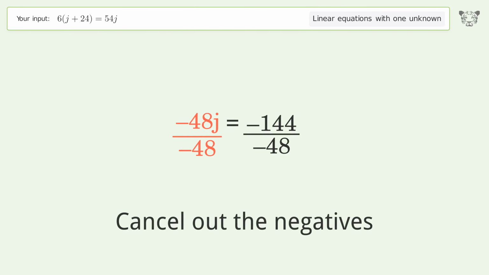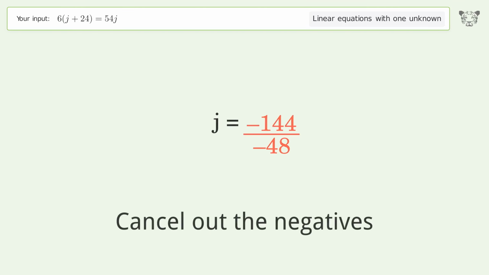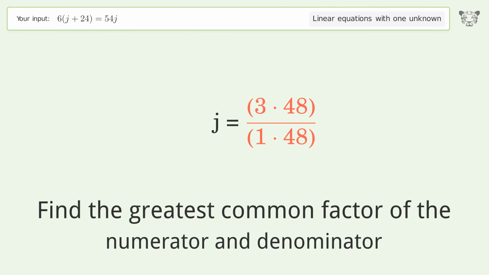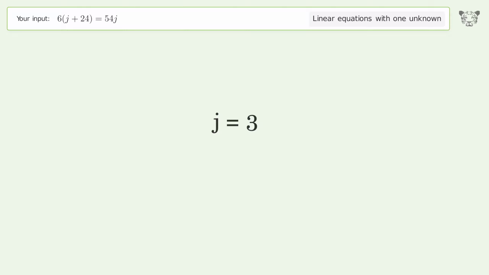Cancel out the negatives. Simplify the fraction. Cancel out the negatives. Find the greatest common factor of the numerator and denominator. Factor out and cancel the greatest common factor. And so the final result is j equals 3.